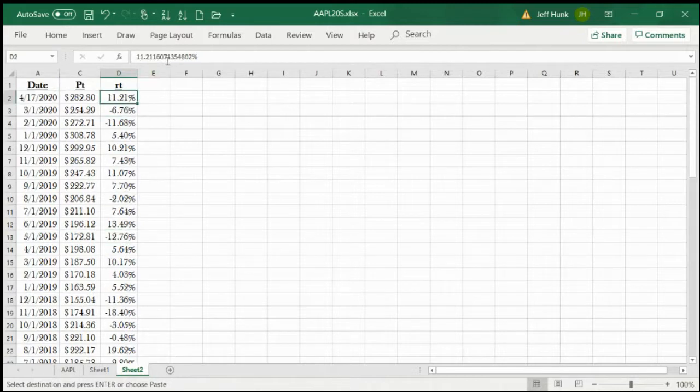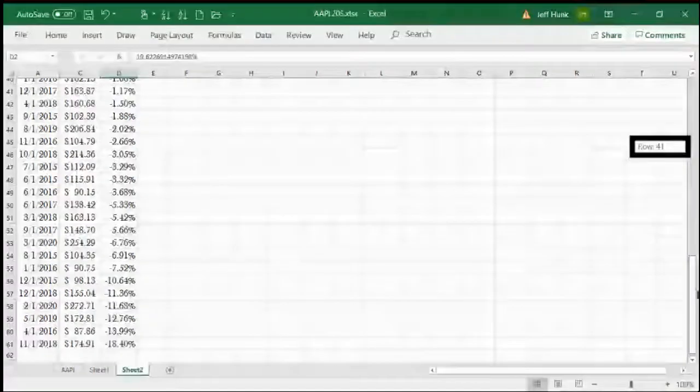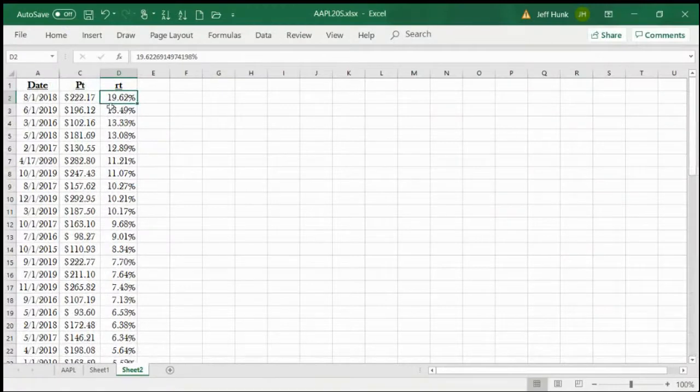Then there's one thing you can do. Don't you want to know what was the best, highest return during this period and lowest return? Don't you want to sort it in descending order? Then, yeah, I did that. And then it was sorted in descending order. So the best month for Apple was August of 2018. Just in 1 month, they gained almost 20%, right?